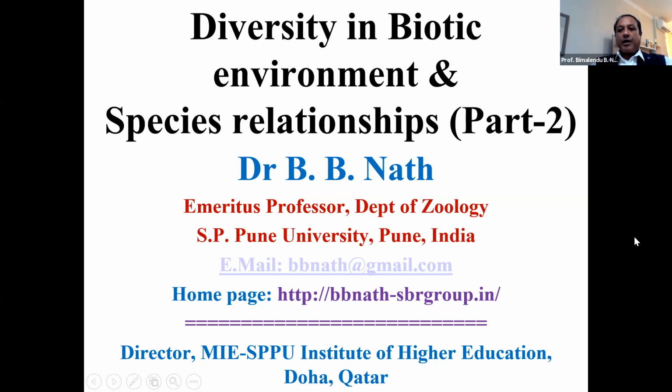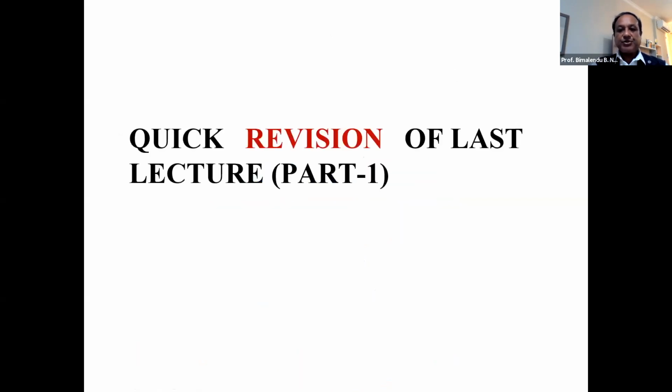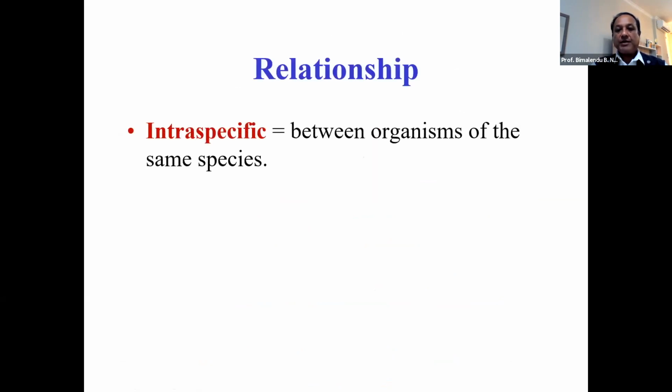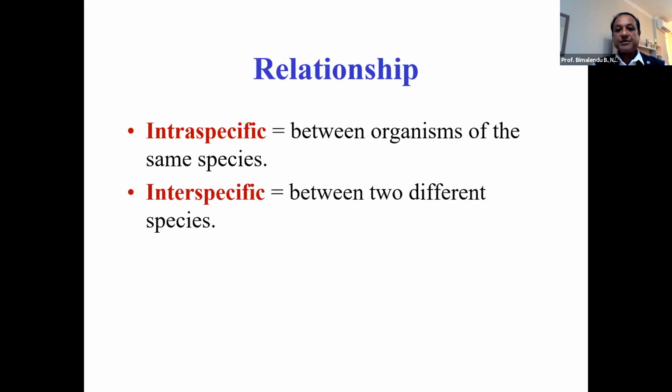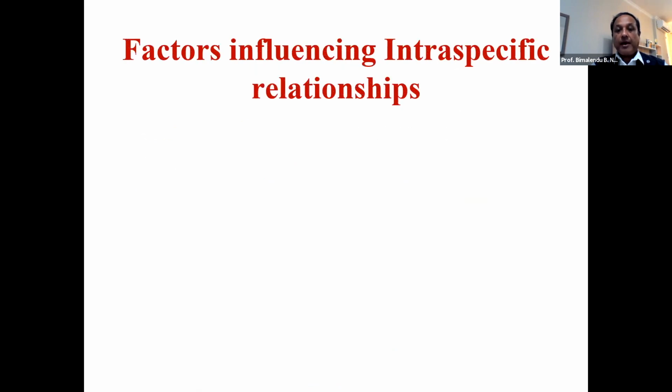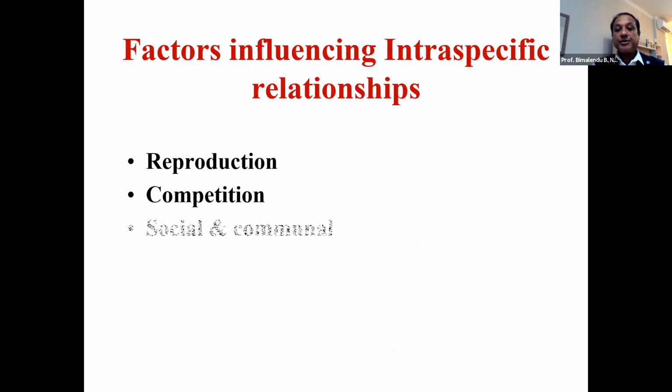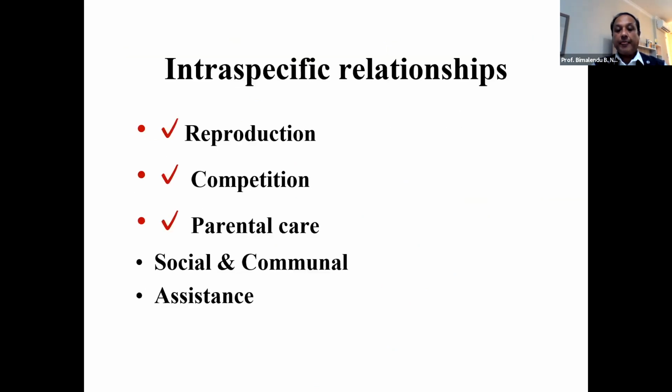So welcome to the second part, that is the diversity in biotic environment and species relationship. And a quick revision of the last lecture, part one, we were talking about intraspecific relationship, that is between the organisms of the same species, and interspecific, that is between two different species. And the factors influencing intraspecific relationship are reproduction, competition, social and communal assistance, parental care.